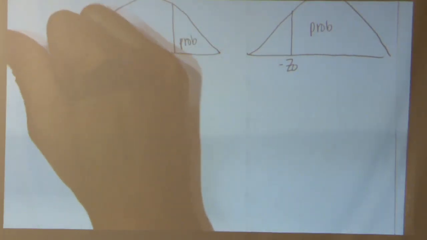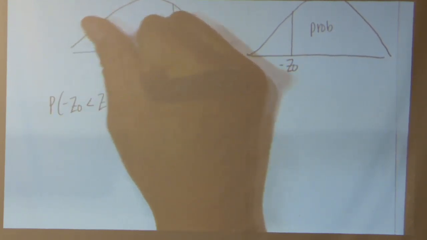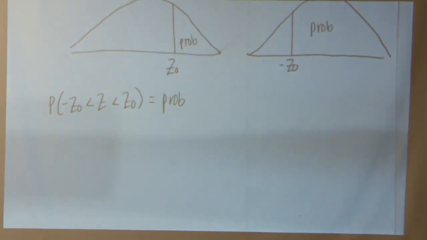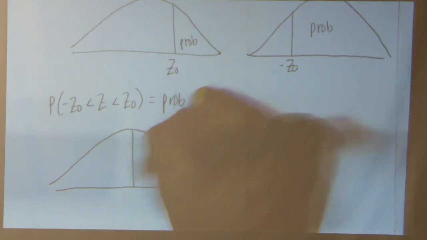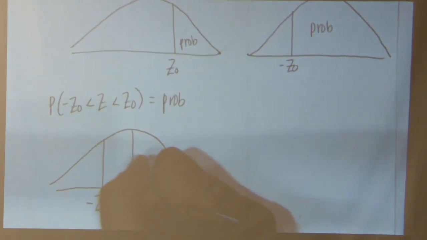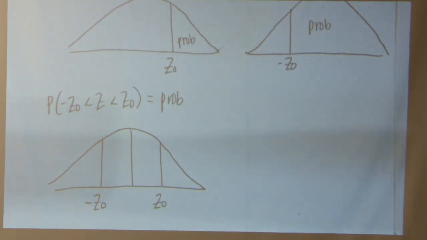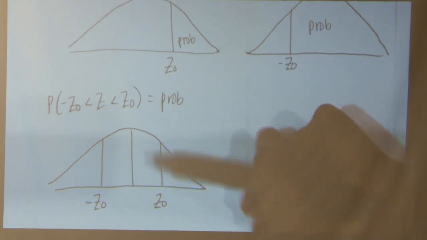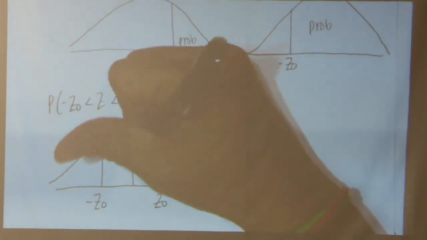If they want the probability of negative z0 to z0, you're going to set it up with your midline, with the negative z0 to the left and the positive z0 to the right. Then, in each one of these, this is going to be the probability that they gave you divided in half.